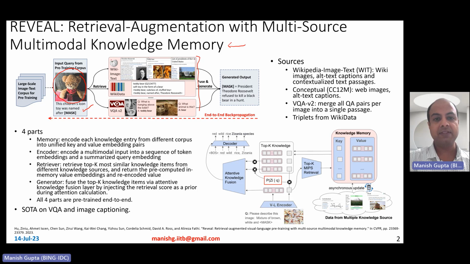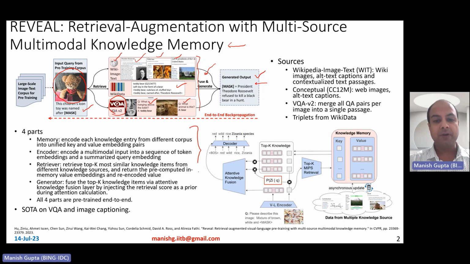So for example, these are some documents coming in from Wiki image text corpus, right? It has basically image as well as contextual paragraph from Wikipedia. There is another entry coming in here from Wikidata. There are some examples coming here from VQA, visual question answering dataset. Using these, you could fuse all of this knowledge and then somehow generate really good output that the mask should really be President Theodore Roosevelt, who refused to kill a black bear in a hunt, and therefore, teddy bears are named after him. Okay. So this is the basic idea behind Reveal.